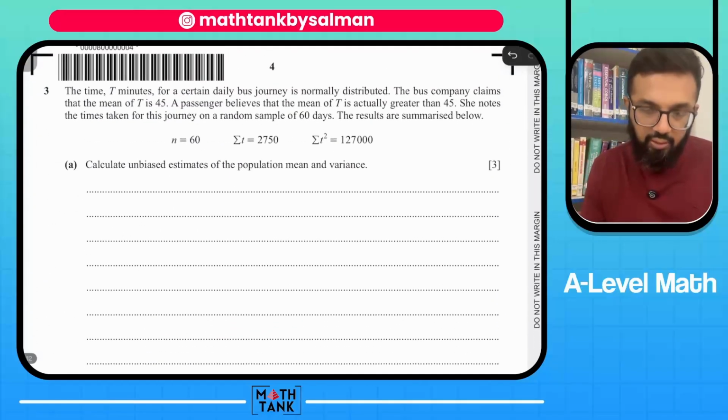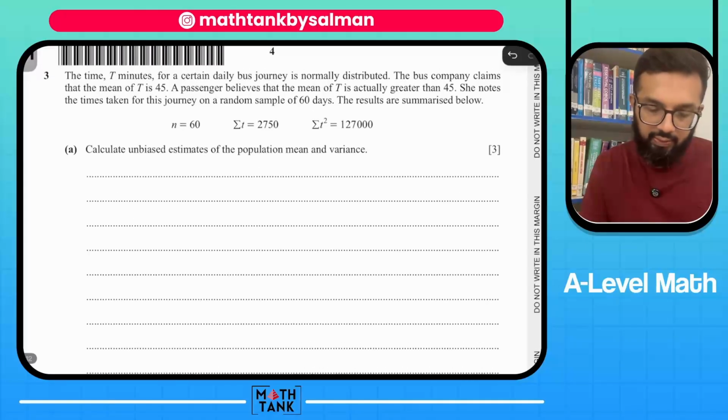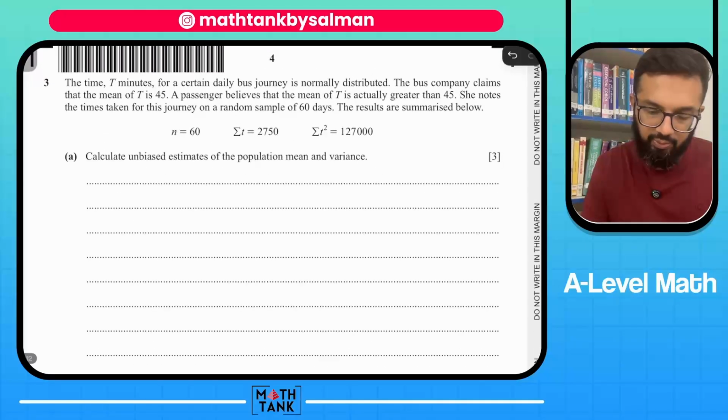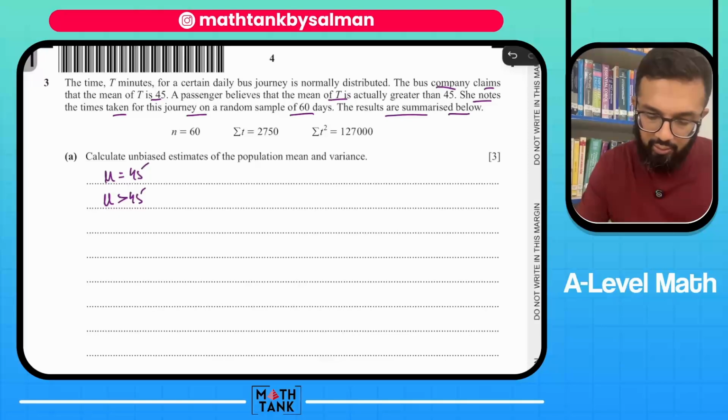Easy question again. Let's look at the third one now. It says the time in minutes for a certain daily bus journey is normally distributed. The bus company claims that the mean of T is 45. A passenger believes that T is actually greater than 45. So this looks like a hypothesis testing question. She notes the times for the journeys on a random sample of 60 days, and the results are summarized below. Calculate unbiased estimates of the population mean and variance.